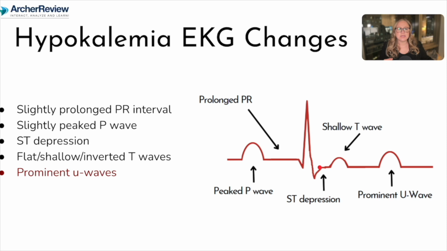Instead of a tall peaked T wave, though, we see a shallow T wave. Again, the opposite of hyperkalemia. And lastly, the most prominent hypokalemia finding on your EKG is a prominent U wave. The U wave actually comes after the T wave, not something that we usually see on EKG. When we see a prominent U wave after that T, that is an indication of hypokalemia.